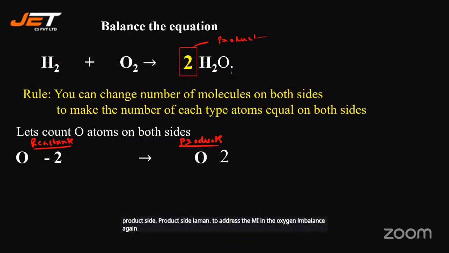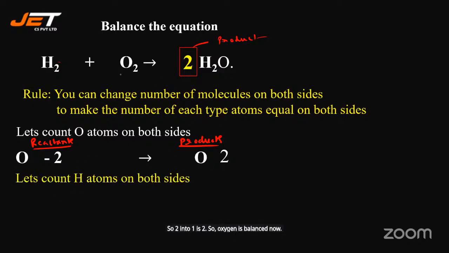Because oxygen is not showing any number here, it means we have to multiply with 1. So 2 into 1 is 2. So oxygen is balanced now. Next, we have to take another atom. Next atom is hydrogen. So now let us see how many hydrogen atoms are there on the both sides. On the reactant side, we are having only 2 hydrogen atoms. On product side, 2 into 2, that is 4 hydrogen atoms are there.